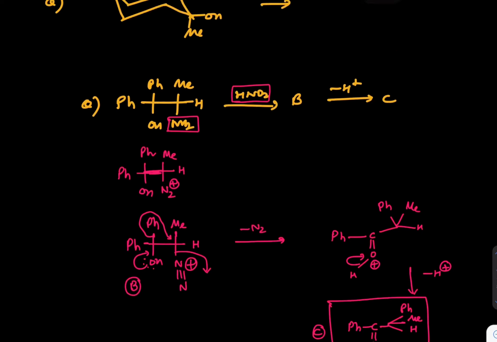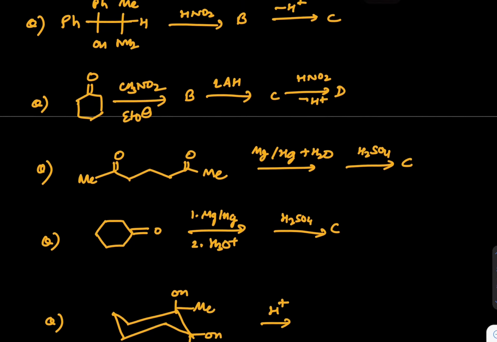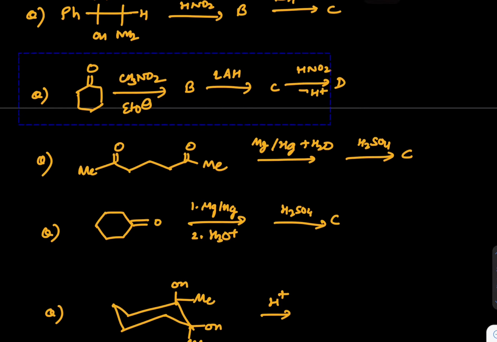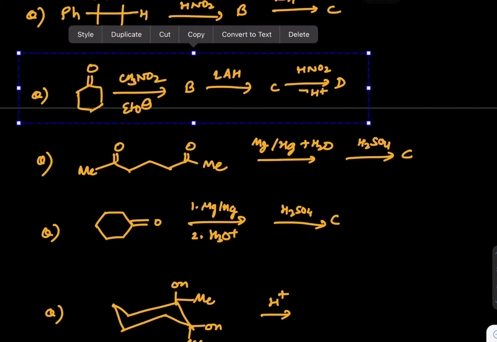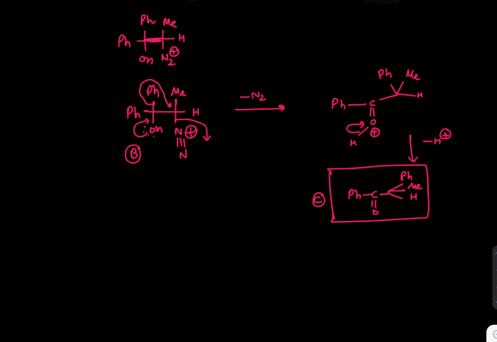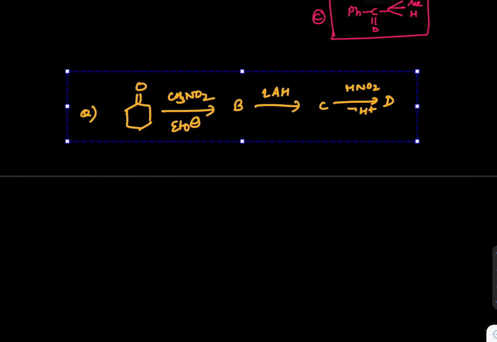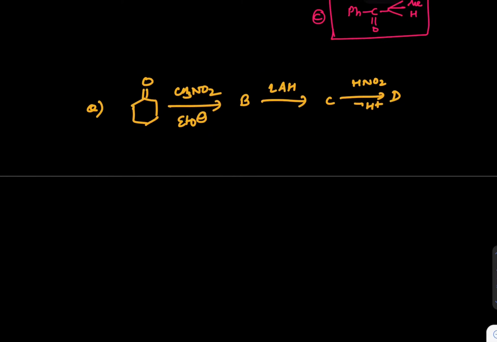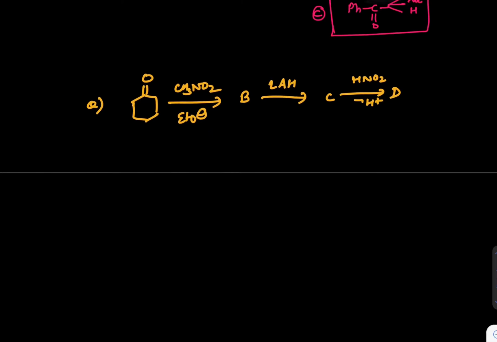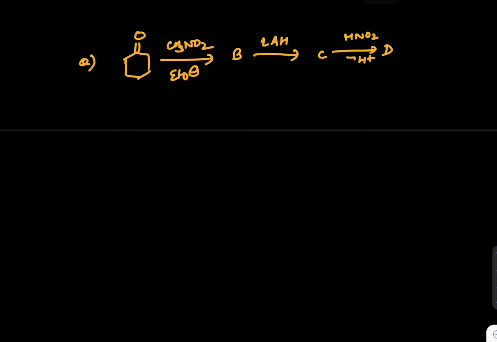Next question was, we'll take up the next question. Next question is this one. So let's take this question now. Okay, in this question, what is to be done? Okay, let's see this question first. Okay, so we have been given a cyclohexanone reacting with CH3NO2.